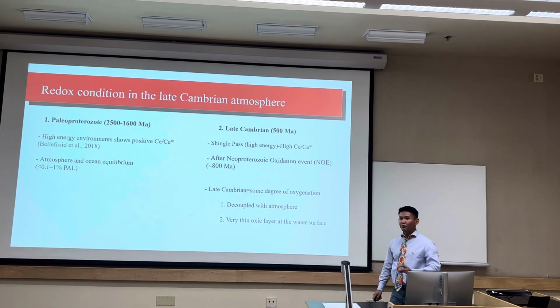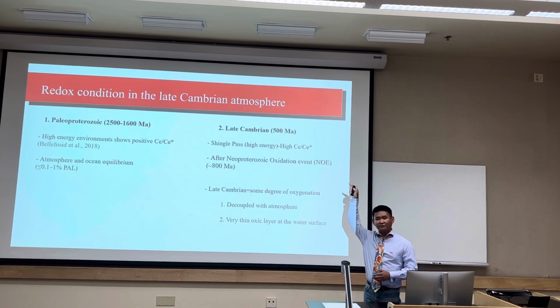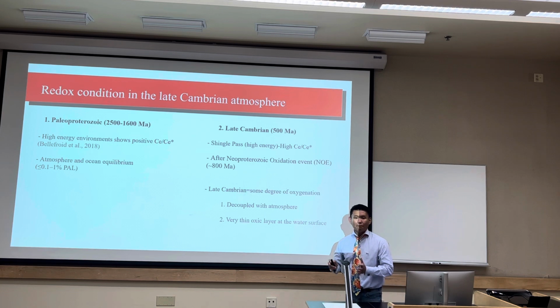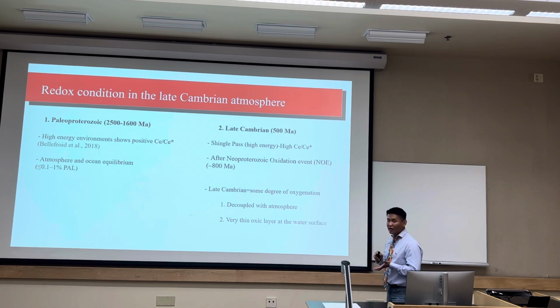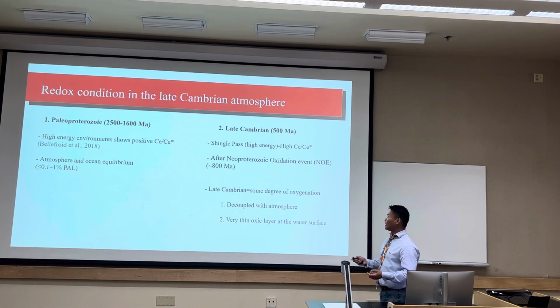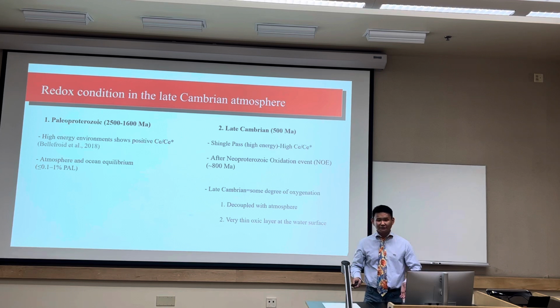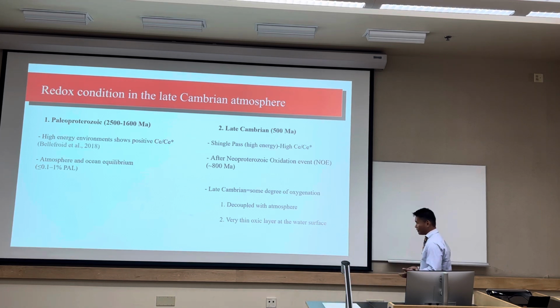But in the Late Cambrian period, it's a little bit different. In the Late Cambrian period, we also see the Shingle Pass section, which is a high energy environment, also show anoxic condition. But we cannot use this anoxic condition to reflect the Late Cambrian atmosphere. The reason is that the Late Cambrian period has been through the Neoproterozoic oxidation event and some other oxidation events, so the atmosphere must have some kind of oxygenation there.